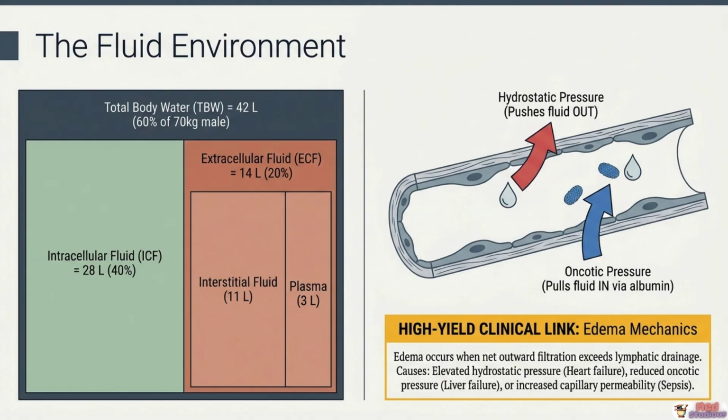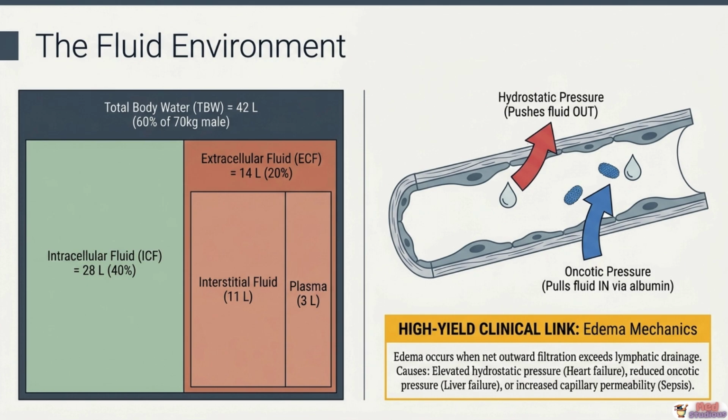The movement of fluid between these vascular and interstitial zones is dictated by Starling forces across the capillary wall. Hydrostatic pressure pushes fluid out into the tissue, while oncotic pressure, heavily maintained by plasma albumin proteins, pulls fluid back into the vessel. Clinically, edema mechanics reveal exactly what happens when this delicate balance falls apart.